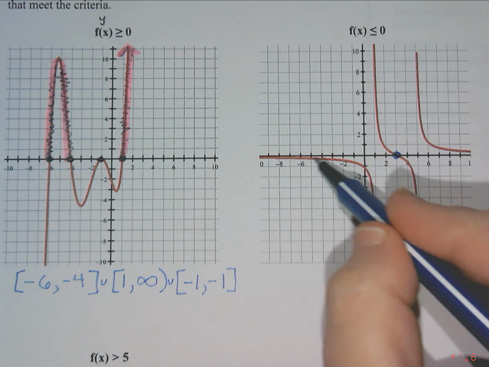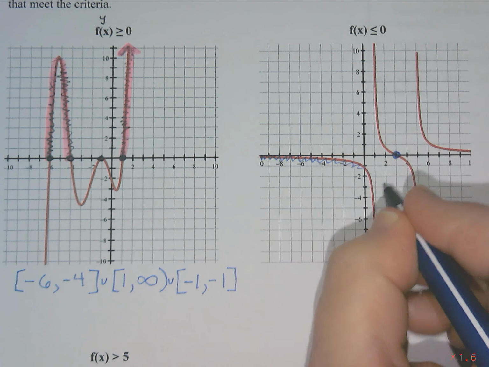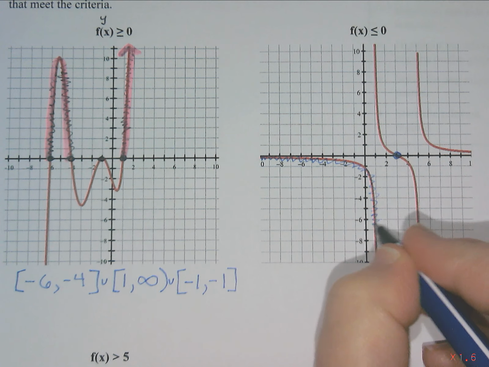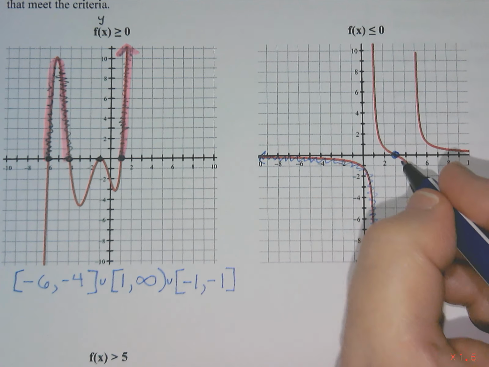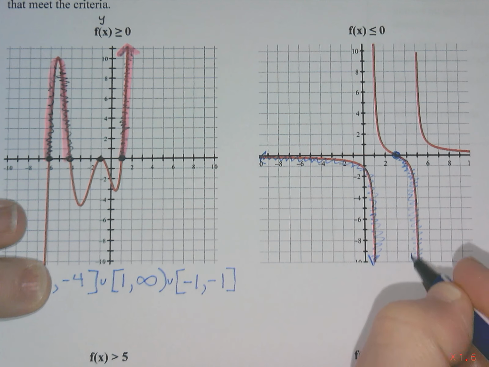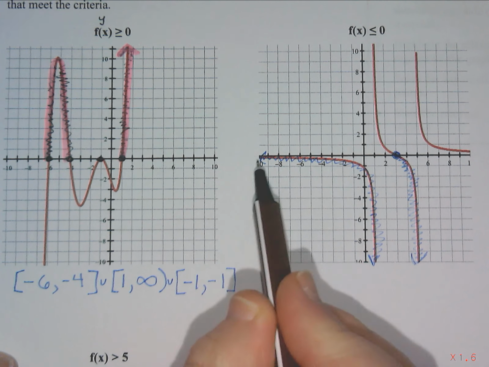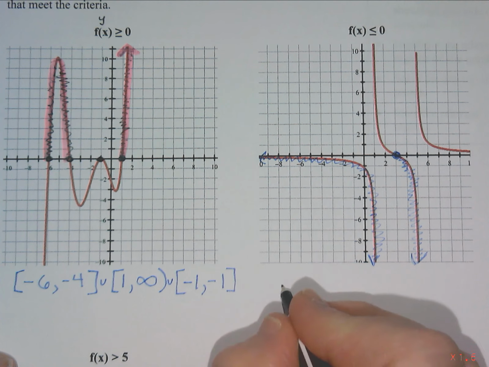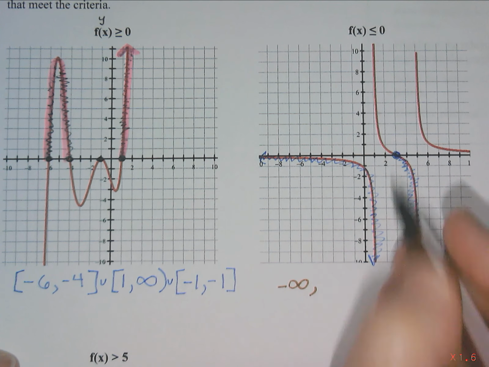So that would be this section here. So I'm going to shade over that or highlight. And then this section here also has y values that are negative numbers. So I have two sections. The first section is this one here. It goes from negative infinity to the asymptote here at 1.